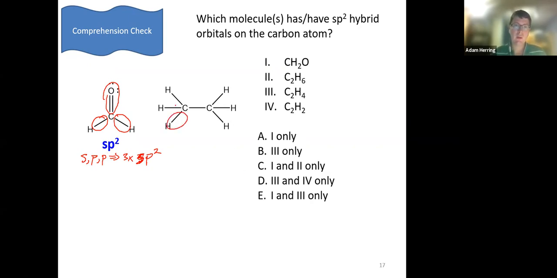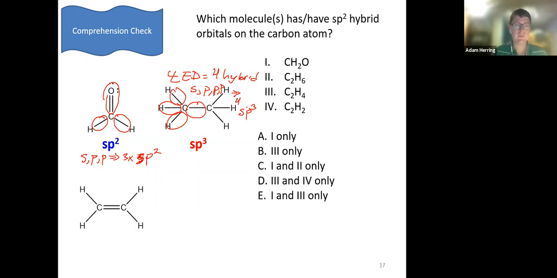Notice that each carbon atom is actually identical because they each have 4 domains. 4 electron domains means that we need 4 hybrid orbitals. Therefore, we're going to take 1 s and all 3 p orbitals, and we're going to combine them to get 4 orbitals that are each 1 part s and 3 parts p. So that hybridization is sp3.